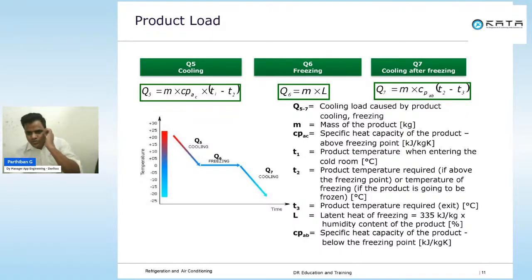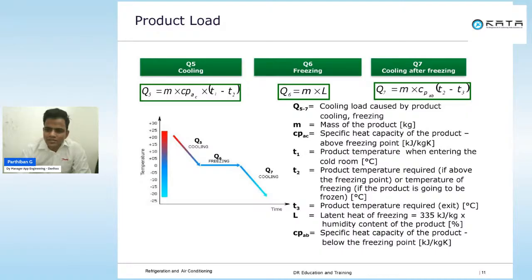The next is Q7, cooling after freezing. Cooling after freezing, the mass remains the same. Initially we cooled from 20 to 0, then it stayed at 0. After all the liquid water becomes ice, the temperature will start to drop. Till what temperature are we going to go? T2 is the freezing temperature. T3 is the final temperature which we want in the cold storage. Say it is minus 20. That means 0 minus 20, which is 20 degrees, is the delta T.